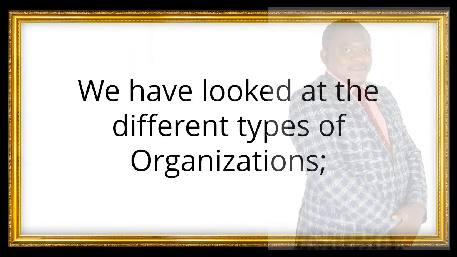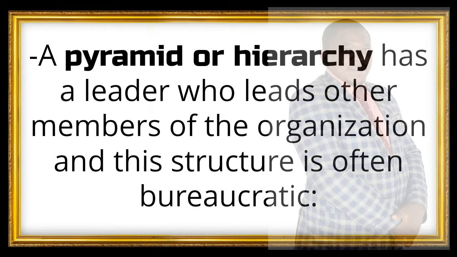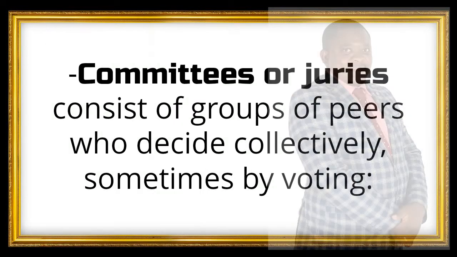We have looked at the different types of organizations. To sum up, we can say the following. A pyramid or hierarchy has a leader who leads other members of the organization, and this structure is often bureaucratic. Committees or juries consist of groups of peers who decide collectively, sometimes by voting.